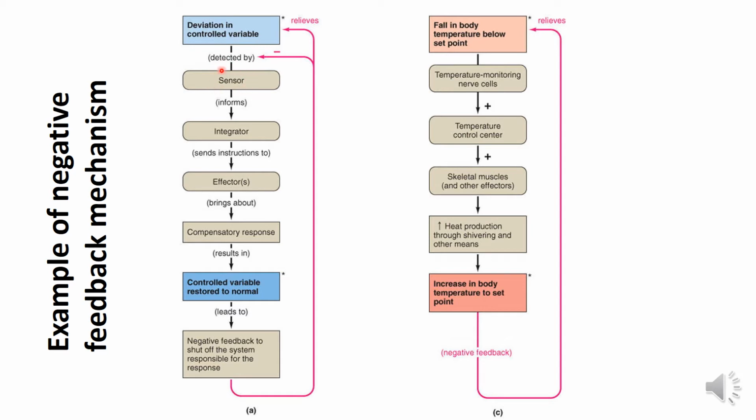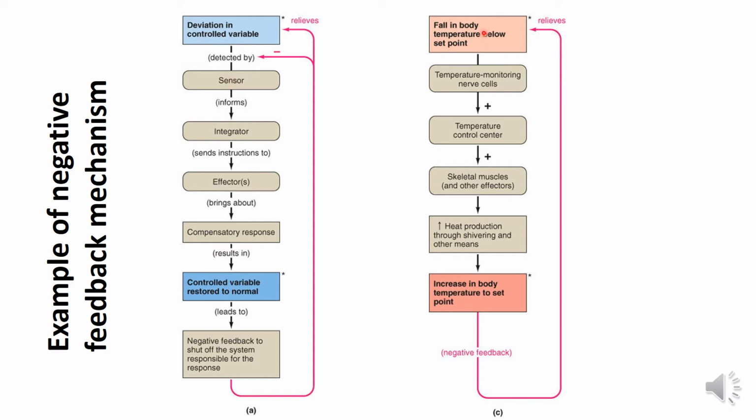The changes will be detected by sensor, by receptors, and the information about the changes will be sent to the integrator, to the control system. And this control system will send impulses or instruction or orders to the effector. And the effector will cause certain responses. And usually these responses will lead to restoring the normal condition. Once the normal condition is restored by negative feedback mechanism, it will stop this process because it inhibits any stimulation of the sensor once the condition is returned to normal.